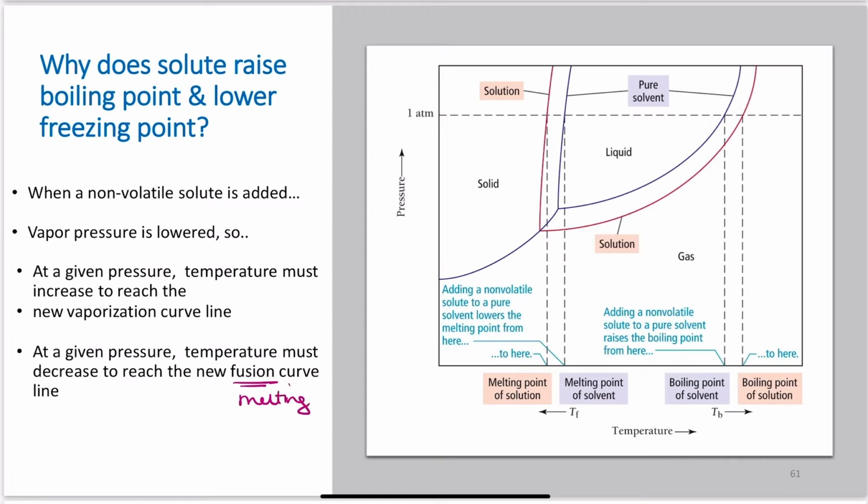So on the curve here, we see the pure solvent line in blue, and then the solution is listed here in this red color. So the melting point of the solution has been lowered, whereas the boiling point of the solution has been increased.